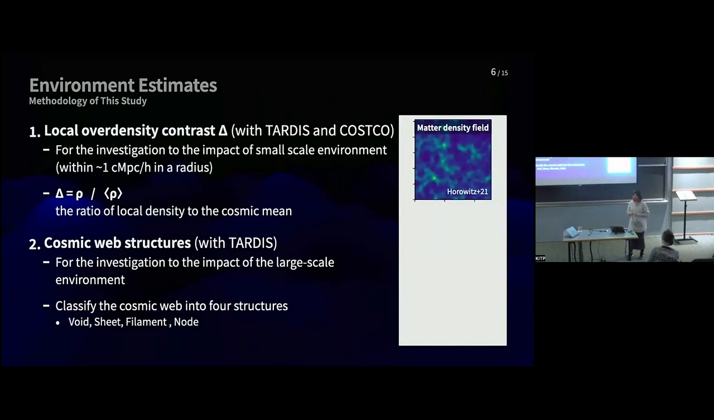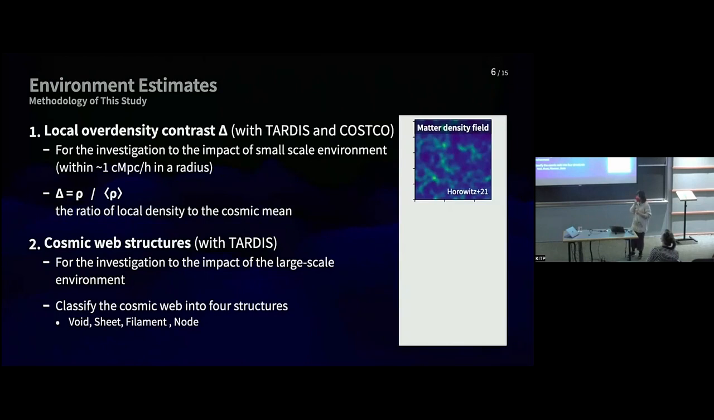Based on the density fields of TARDIS and COSMO, we evaluated the galaxy environment in two ways. One method uses a local overdensity contrast delta, which is the ratio of local density to the cosmic mean. This approach would tell us the dependence of galaxy evolution on small-scale environments of a few comoving megaparsecs. In this study, we refer to the matter density within a 2 comoving megaparsec diameter around the galaxies.